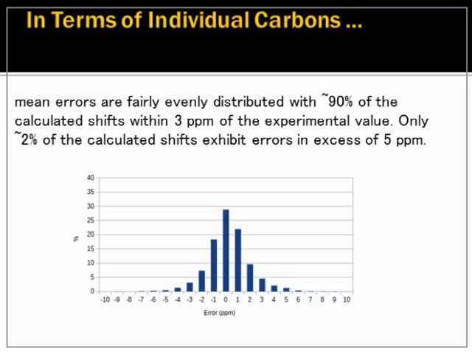About 90% of the shifts are within 3 ppm. There's one that's 9. That is probably misassignment of a line switch. I'm not worried about that so much. But there are about 2% that have errors in excess of 5 ppm. What this tells you is what you can expect of correctly assigned structure.